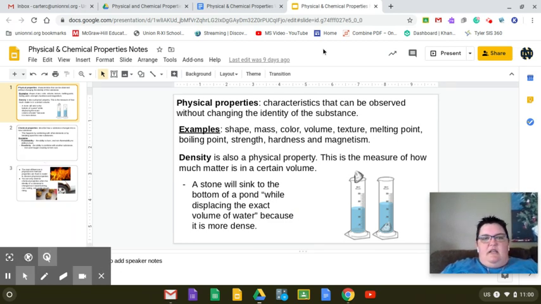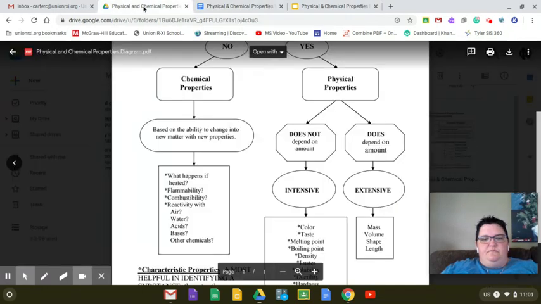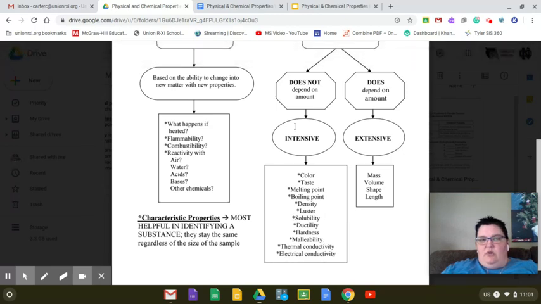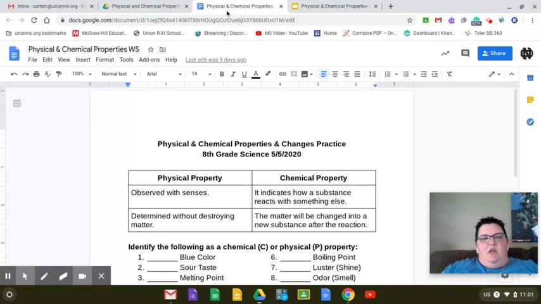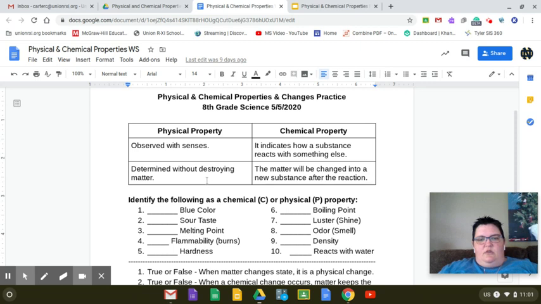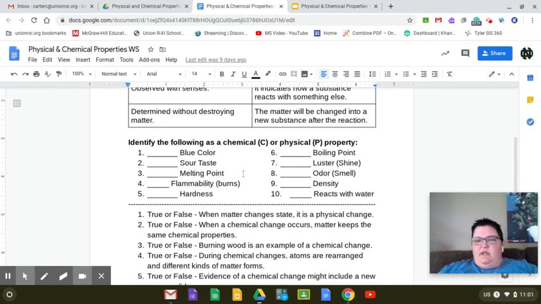All right, and this will help you with some of the examples when you go to do those later on. Then you've got your assignment here, just a little bit of a refresher at the top as to the difference between a physical and chemical property. Your assignment today is pretty simple, pretty straightforward.